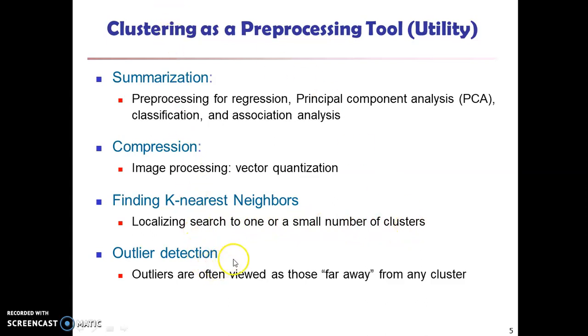And outlier detection. Outliers are often viewed as those far away from any cluster. When you group the data points, there will be some data points which are far away from the group. To identify those data points, we will use clustering.